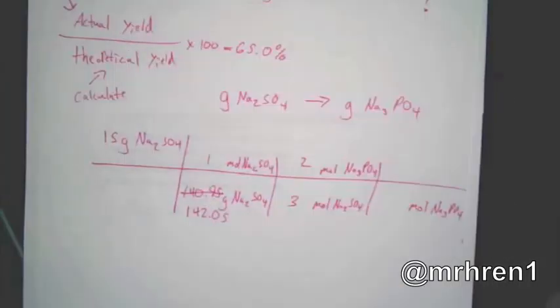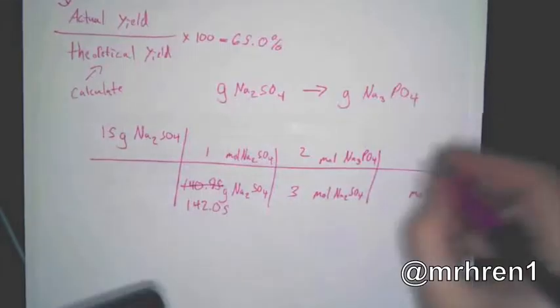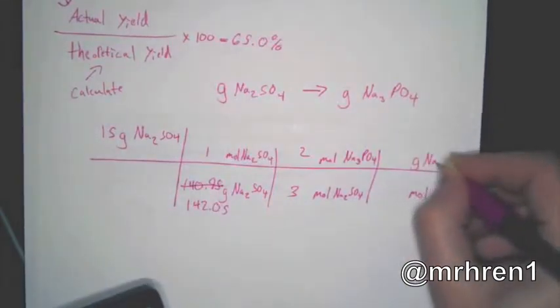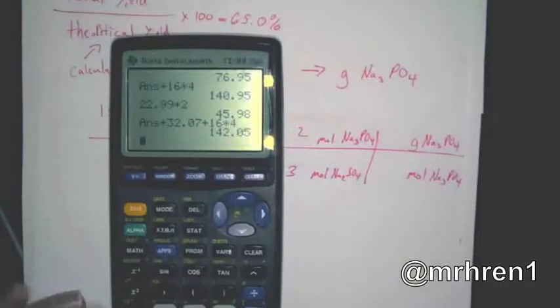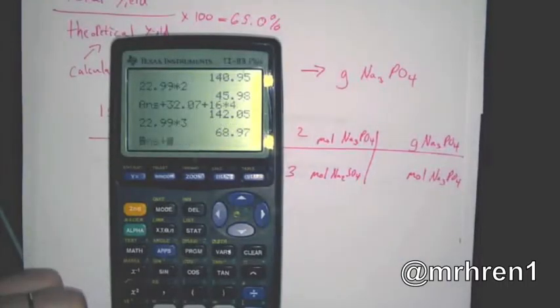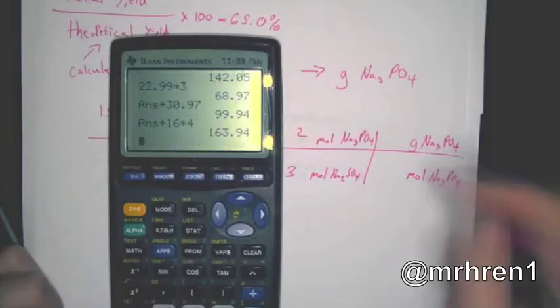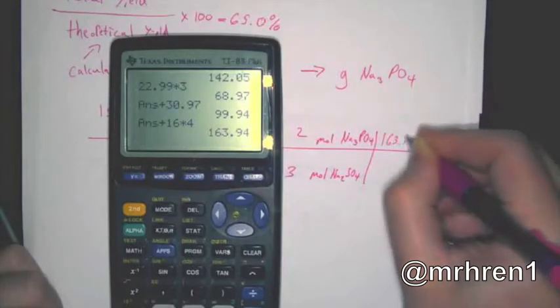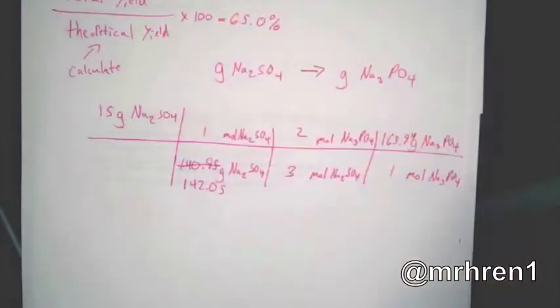That's better. Now, you get to that point, and your final step is to do grams of Na3PO4. So that'll be 22.99 because of sodium's mass times 3 plus 30.97 plus 16 times 4. All right. So you do all this, you get your answer.